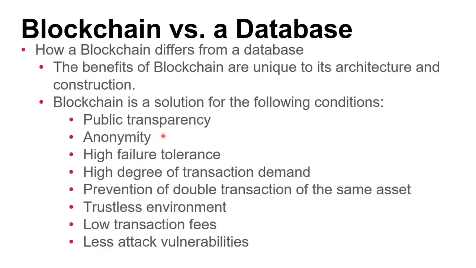A blockchain is a solution for the following conditions. So there may be times where your application will benefit from a blockchain. There may be times where a central database is all you need. So a few things to consider. If you think you may need a blockchain, do you need public transparency? Do you need anonymity? How about what's the degree of fault tolerance that you need? Does this application need to always be up?